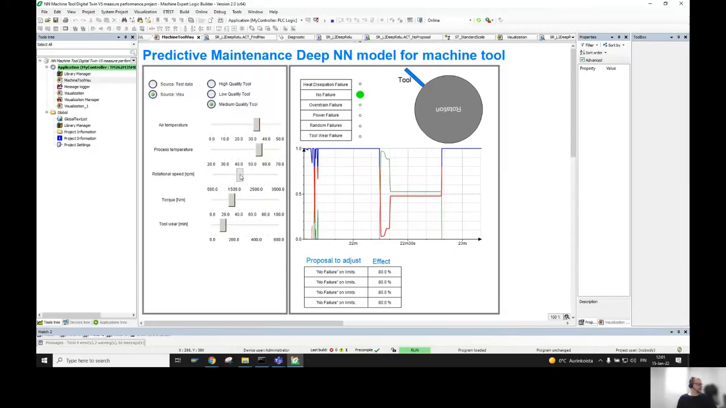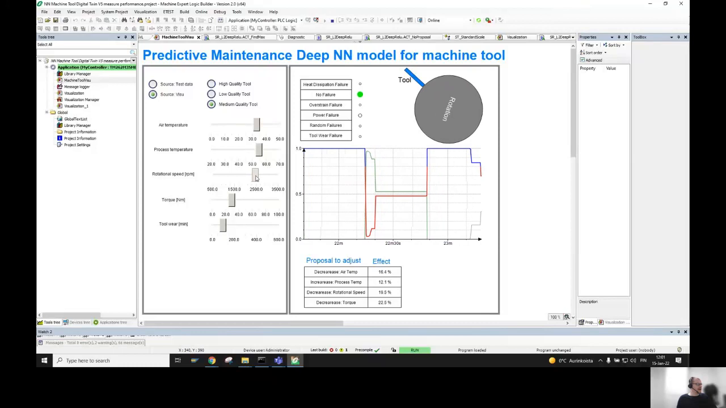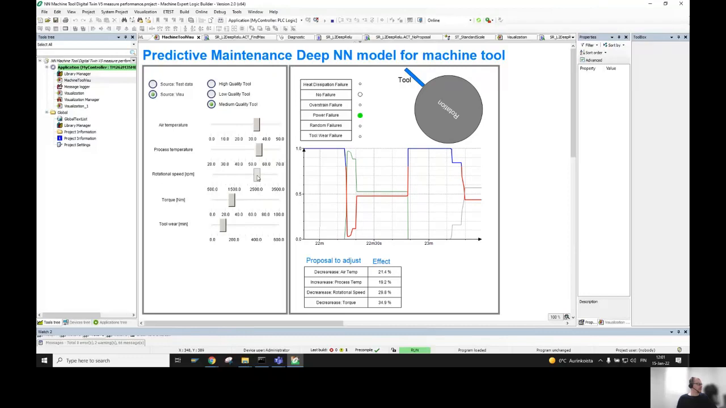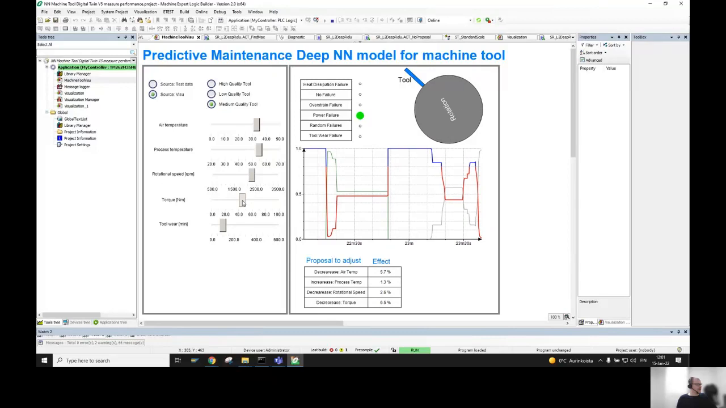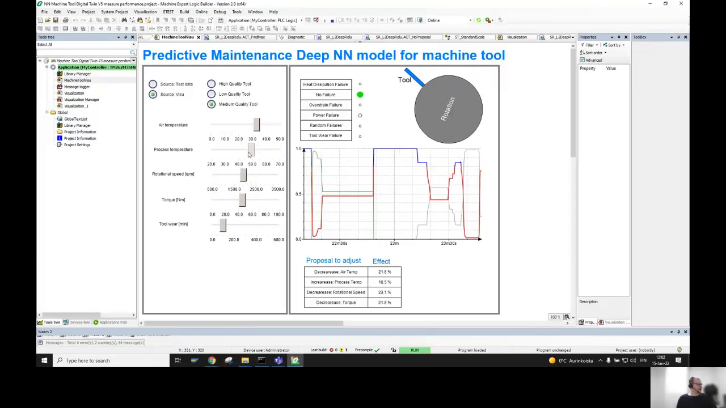Then let's start to change rotational speed. Okay, when changing rotational speed, I can see that power failure is rising. Yes, that's very reasonable. Also, let's put it back. Then I will add some torque. Putting more torque, again, power failure. Well, let's put these parameters down.